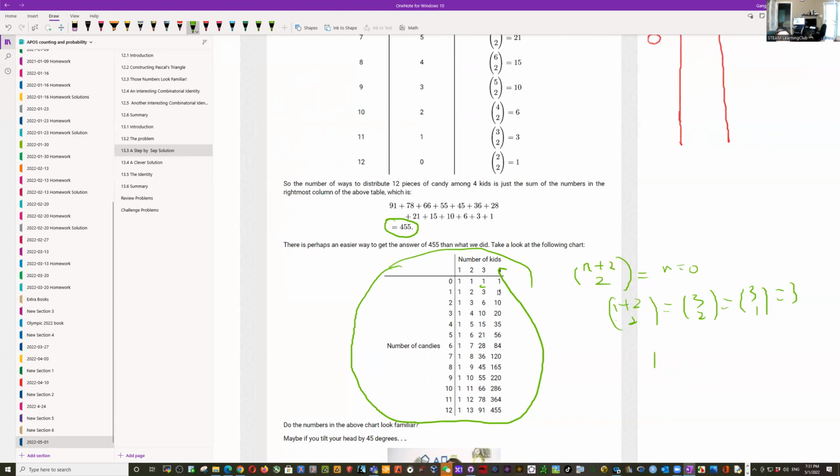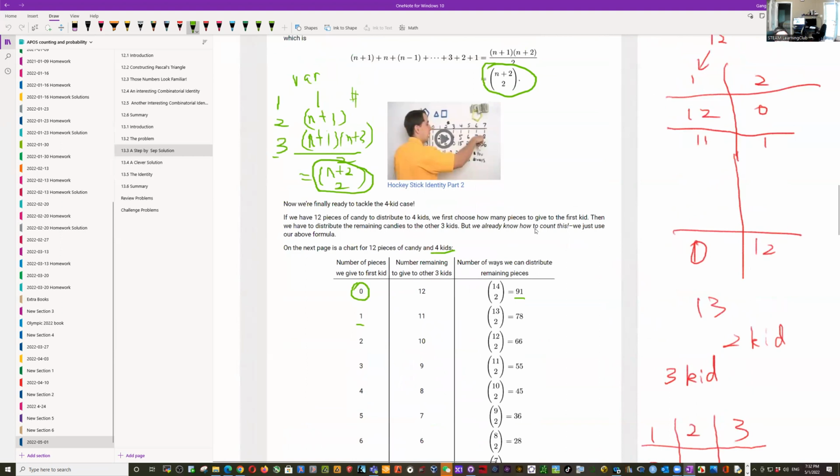0 candy divided among 4 kids, that's 1. And 1 candy divided among 4 kids, that's actually going to be 4. And 2 candy divided among 4 kids, basically we're going to make this table because we're going to reduce the 4 kids distribution problem into a table of 3 kids. So basically we can just expand this table.